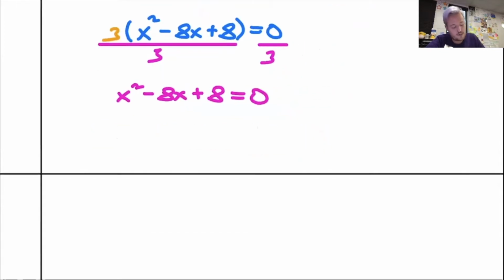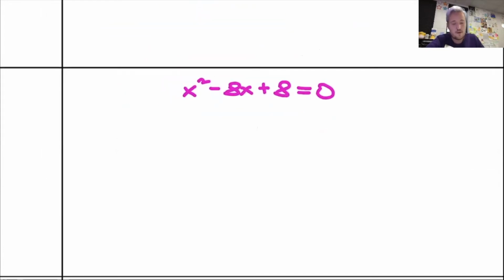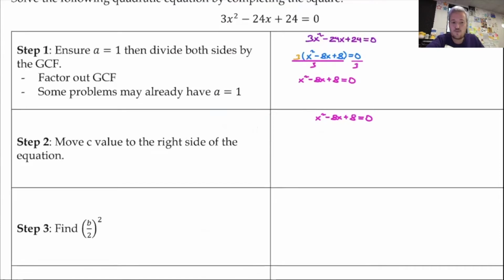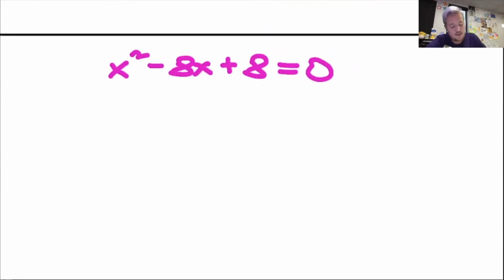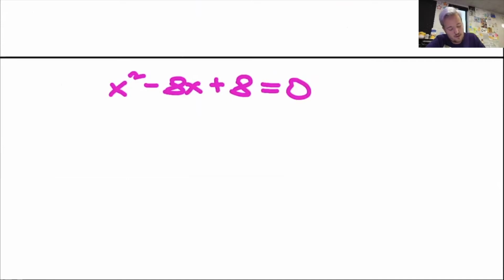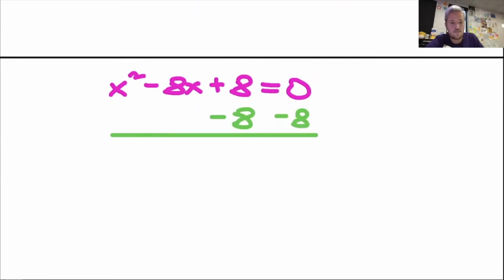All right, so step 2 down here, I'm going to copy this equation down here. So step 2 is I want to move the c value to the right side of the equation. So when I say the c value, we're looking at this 8 right here. All right, so I'm going to move it over. So to move it over, I'm going to subtract it. Just do whatever the opposite is. So we're going to have x squared minus 8x equals negative 8.